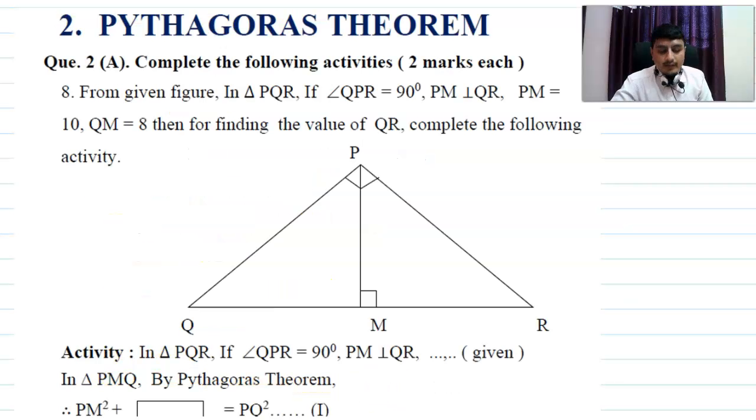Now look at activity number 8. From the given figure, in triangle PQR, angle QPR equals 90 degrees. PM is perpendicular on QR. PM equals 10, so I am writing PM equals 10, and QM equals 8. QM is 8. For finding the value of QR, complete the following activity.